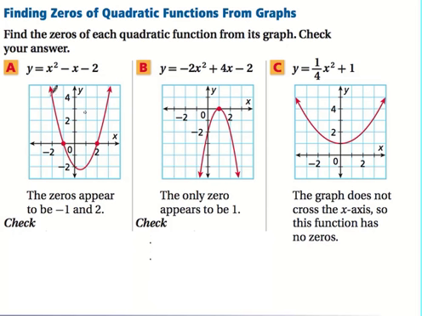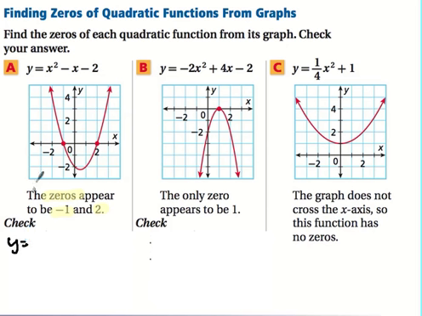So in this example right here, for this parabola, the zeros are -1 and 2. So these are the zeros for this function. Now we want to check if this is true or not. So let's go ahead and try to check that.